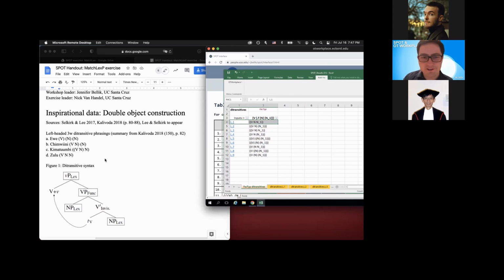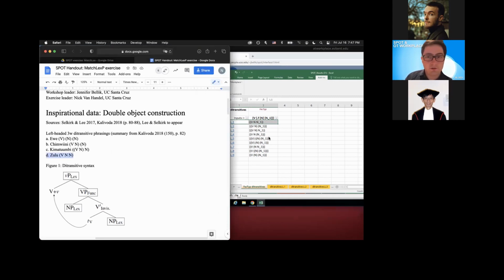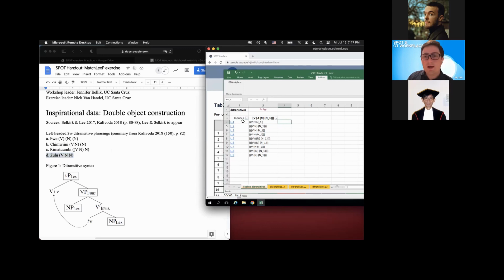Feel free to answer. Would this be a Zulu-like system? Exactly, yeah. So this looks like Zulu, right? Because there are no internal phonological phrases. We just have one phonological phrase that contains verb, noun, noun, which is exactly what we get in Zulu. So then we might ask, okay, what constraint ranking do we need to generate a Zulu-like language?